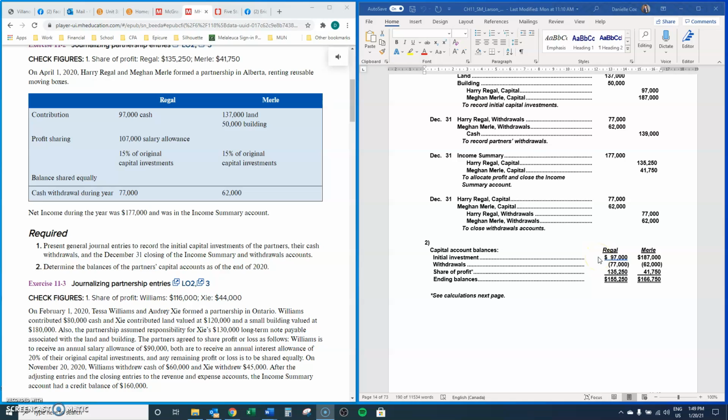So their initial investment, which was given to us, the withdrawal here of $77 and $62, then they get a share of the profits, $135 and $41, to give us their ending balance at the end of the year. All right, that's it for that one.